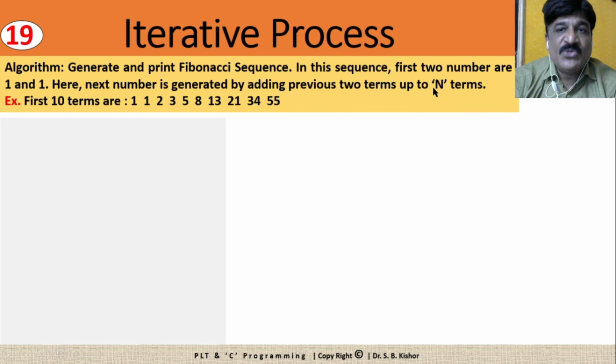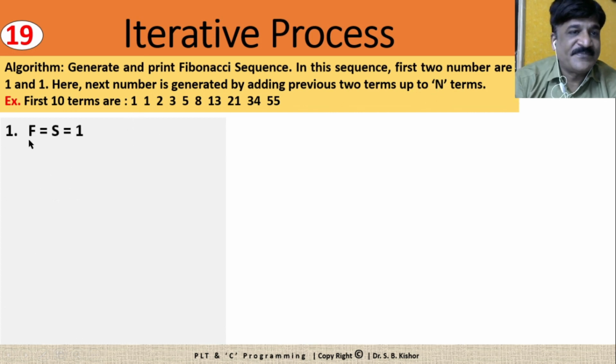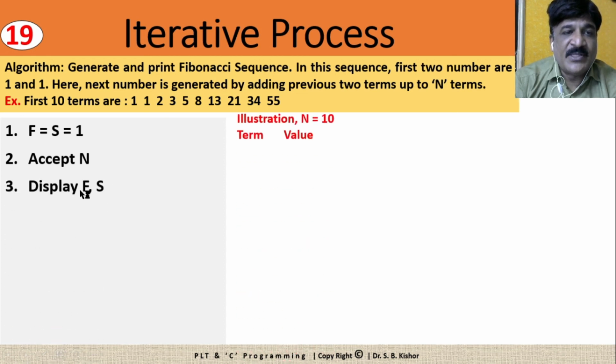So it means the value of n is unknown, and the first two terms are 1, 1. So f is equal to s is equal to 1. This is your multiple assignment, nothing else. So accept the value of n. Now first display the two results, that is the value of f and s. So what is that? 1, 1.